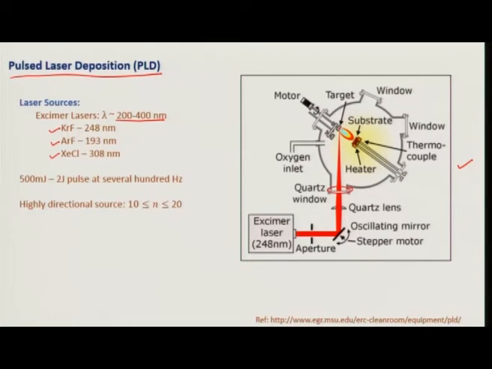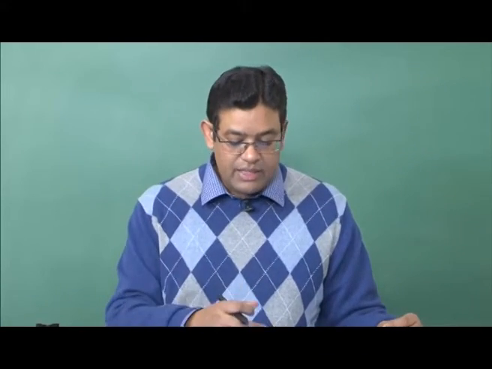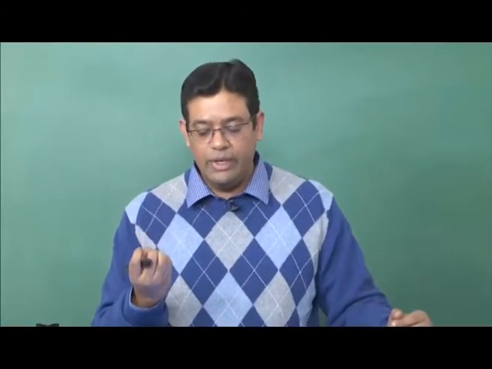Now this laser is pulsed, so it is not always on. It is pulsed at sometimes several hundred hertz. 100 hertz means 100 pulses per second, and the energy of the laser is between 500 millijoules to 2 joules. Once this laser hits the target, it instantaneously melts the material and evaporates it, and then it cools down very quickly. So within these pulses, the material is melting only at the surface and cooling down.